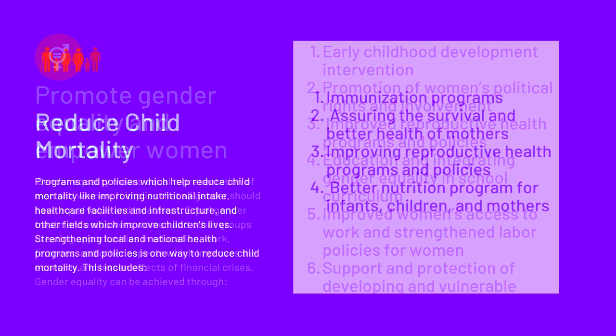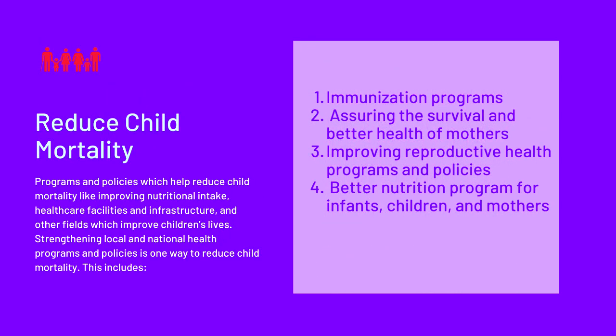Fourth is to reduce child mortality. Programs and policies which help reduce child mortality, like improving nutritional intake, healthcare facilities and infrastructure, and other fields which improve children's lives. Strengthening local and national health programs and policies is one way to reduce child mortality. This includes immunization programs, assuring the survival and better health of mothers, improving reproductive health programs and policies, and better nutrition programs for infants, children, and mothers.